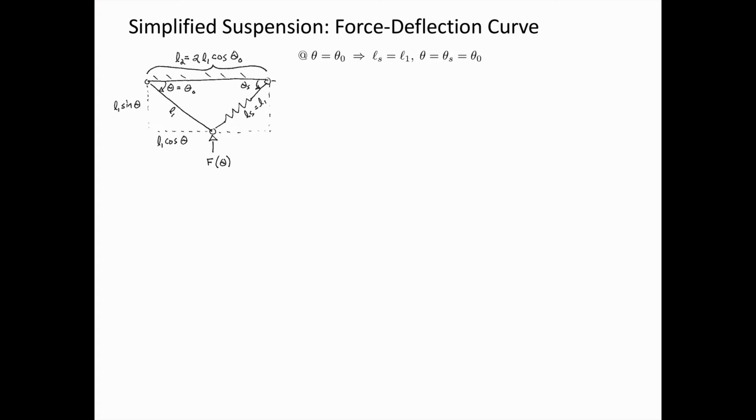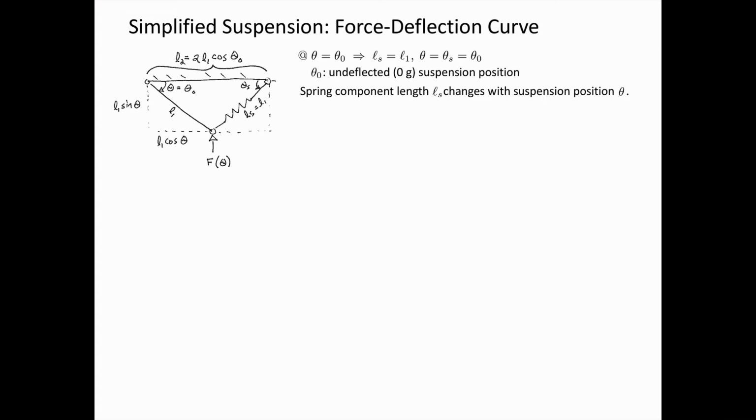Let's identify a few things. When theta is equal to theta naught, and I'm defining theta naught to mean the position when the force is equal to 0, the undeflected position. As I mentioned before, the spring length is equal to L1, the link length. And then we also say that the spring angle, theta s, is equal to theta, the position of link 1, when we are at the undeflected position, or in other words, when theta equals theta naught. So theta naught, that's undeflected or 0G suspension position.